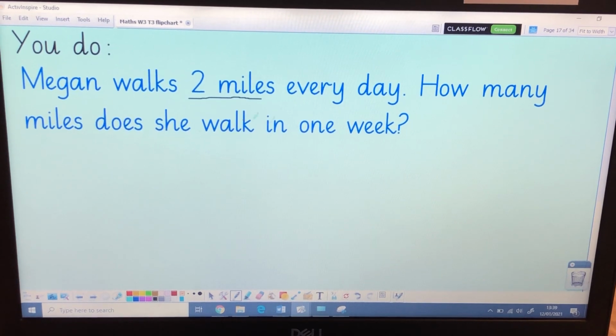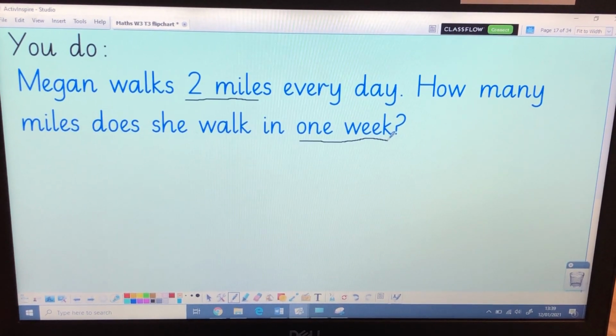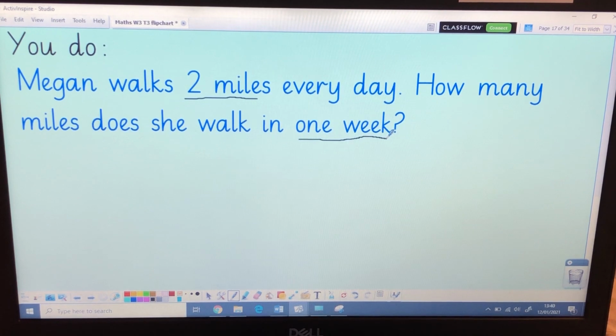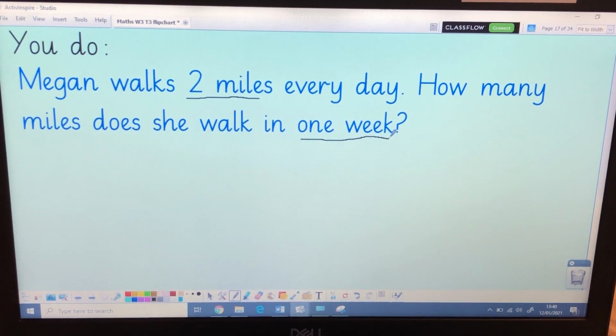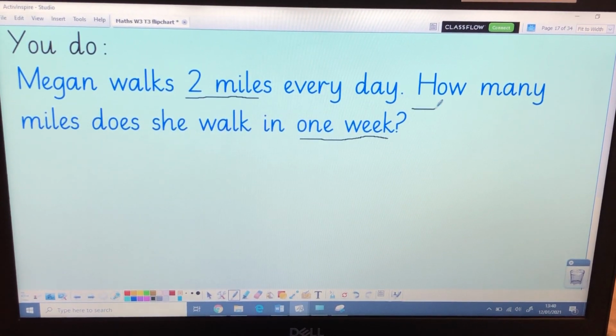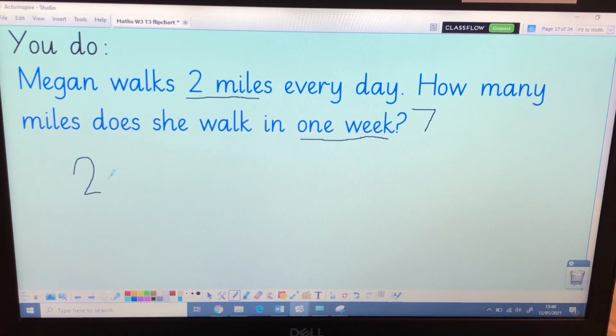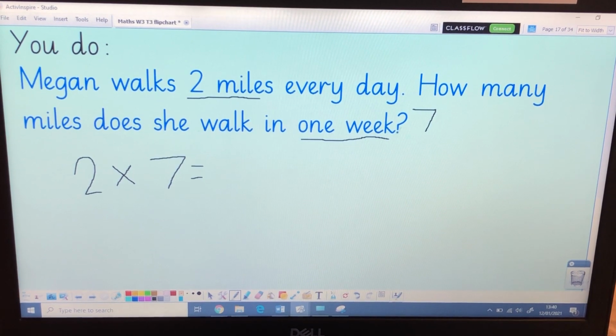And how many miles does she walk in 1 week? Well, we need to figure out how many days are in a week first. I wonder if you know how many days are in a week. We've got Monday, Tuesday, Wednesday, Thursday, Friday, Saturday, and Sunday. So that means there's 7. So there's 7 days in a week. So I need to times 2 by 7. So that should be your number sentence first of all. 2 times 7.